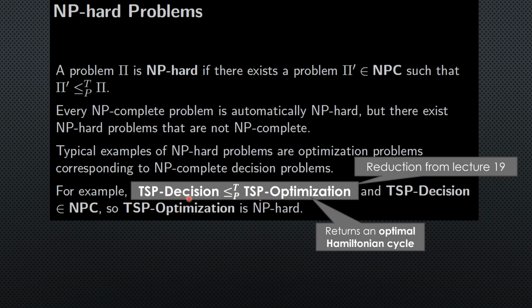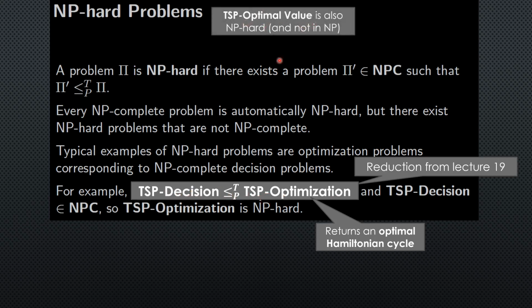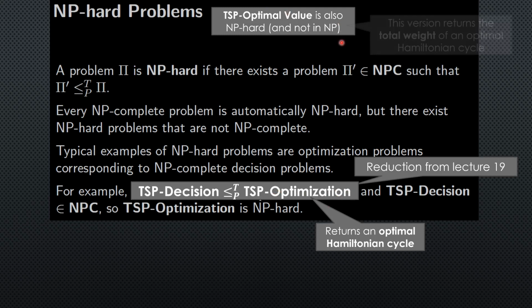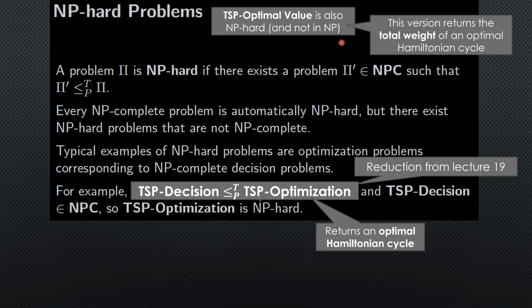Okay. Similarly, for TSP optimal value, we showed that we can reduce TSP decision to TSP optimal value, and so TSP decision is NP complete. So TSP optimal value is NP hard, and we know that TSP optimal value is not a decision problem. TSP optimization is not a decision problem. So these are not in NP. They're not NP complete, but they're NP hard. Okay, so NP hard is a strict superset of NP complete. This is where we talk about the hardness of non-decision problems relative to other NP complete problems. Okay, so that's what NP hard is. That's all I'm going to say about it.